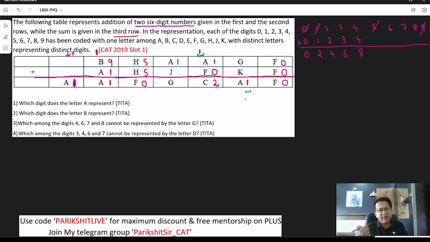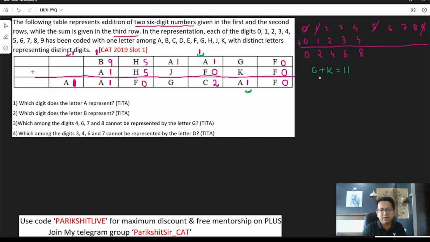Otherwise, the other way of figuring it out: if the sum here is 1, the only possibility is 0 plus 1, but that's not possible because A is 1. So any other alphabet cannot be 1. So the only possibility is G plus K must be 11. If G and K are 11, what are the possibilities? Remember, each of the digits is represented from 0 to 9, so all of them can be single digit numbers.